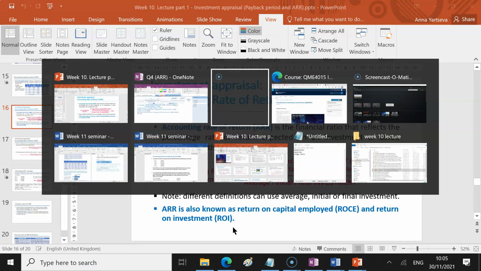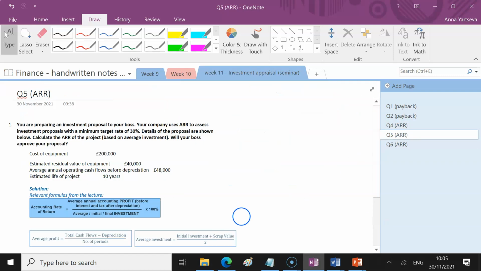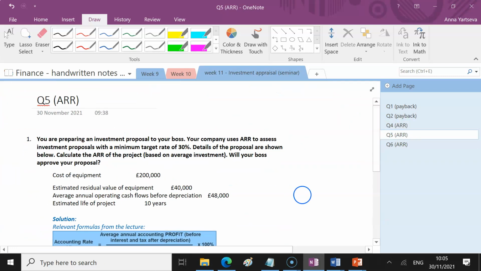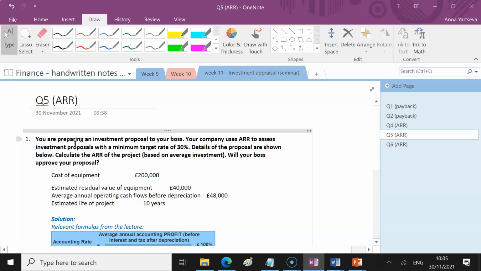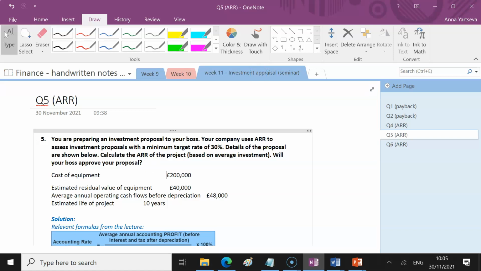Let's move to the next exercise. Let's do exercise 5. Prepare an investment proposal for your boss. Your company uses a certain target rate, which is 30%, a very high rate. Details are below. You need to calculate and advise whether it should be accepted or not. So the cost of equipment is 200,000. This is your initial investment.